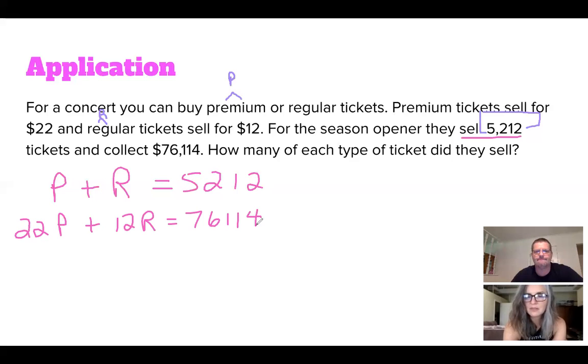You might be tempted to just type this into your calculator in graphs. For this problem, I think that would be more work, because you'd be working so hard to make the window work with those huge numbers. Since there are 5,000 total tickets, I'd have to really expand my window. What I probably would do is substitution: take away that P and plug in 5,212 minus P for R.